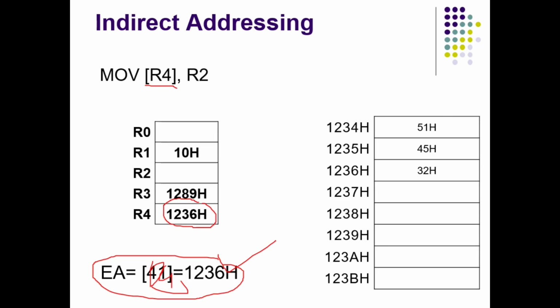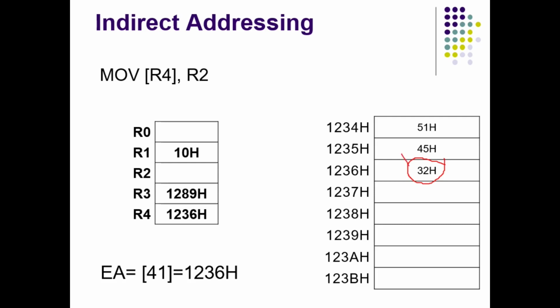After finding out the effective address, the processor fetches the content from the 1236 address and copies it to the R2 register. So this is how indirect addressing mode works when it is used in the source operand.